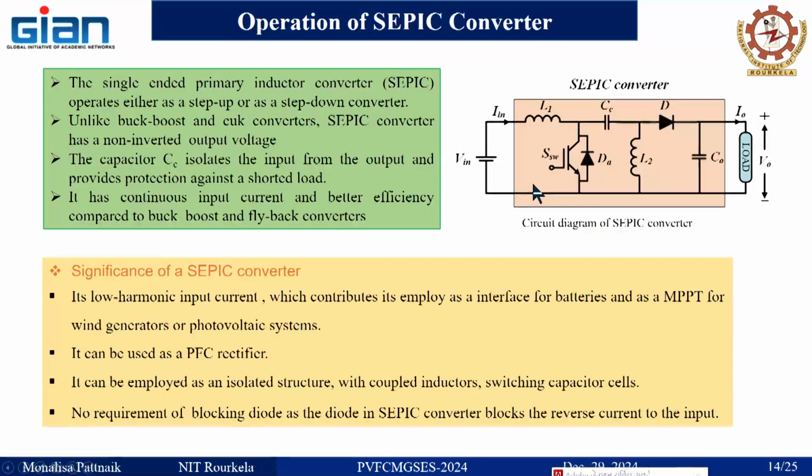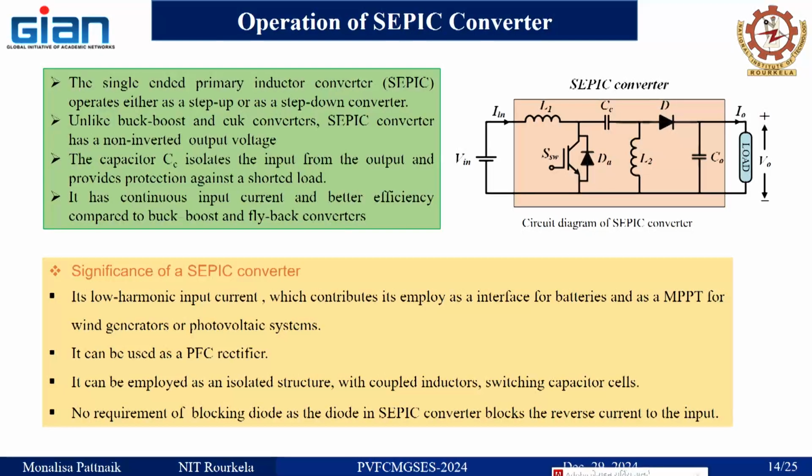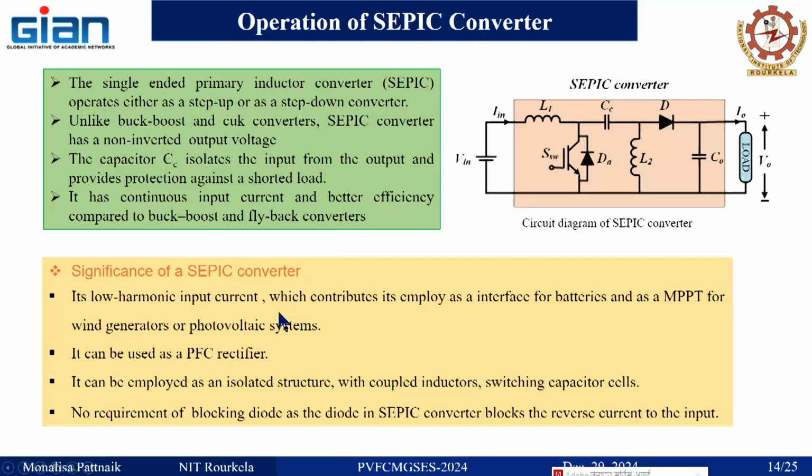The main significance of this SEPIC converter is that, due to this input inductor, the input current has low harmonics. Because of that, it is feasible to use for applications like battery applications or renewable applications to track the MPPT. And when we use this SEPIC converter in discontinuous conduction mode, we can use it as a power factor correction rectifier.